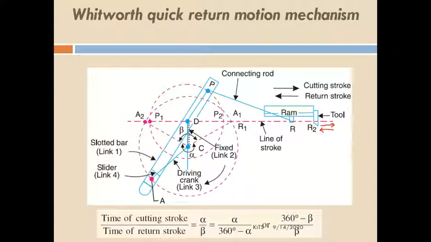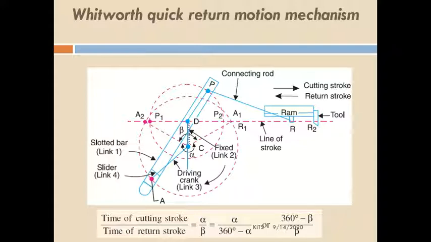Okay, wow. So this is the purpose of the quick return mechanism. So how are we going to achieve this quick return mechanism? Look at the picture carefully. I will explain the parts one by one.